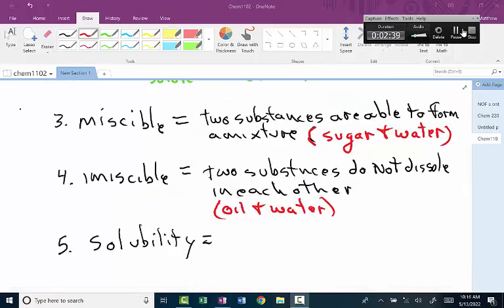The next two are miscible and immiscible. Miscible is two substances are able to form a mixture, for example, sugar and water. It can be in almost 100% proportions, but it doesn't have to. If you can do 10%, they're said to be miscible, or that it can be nebulous exactly what that percentage is. Immiscible means two substances do not dissolve in each other. An example would be oil and water.